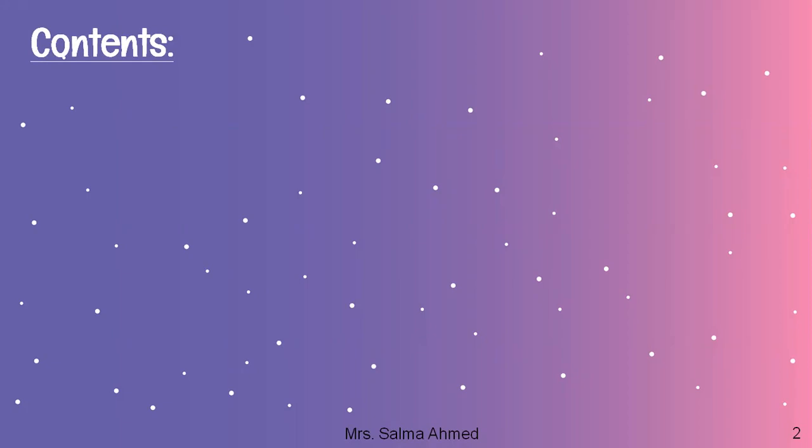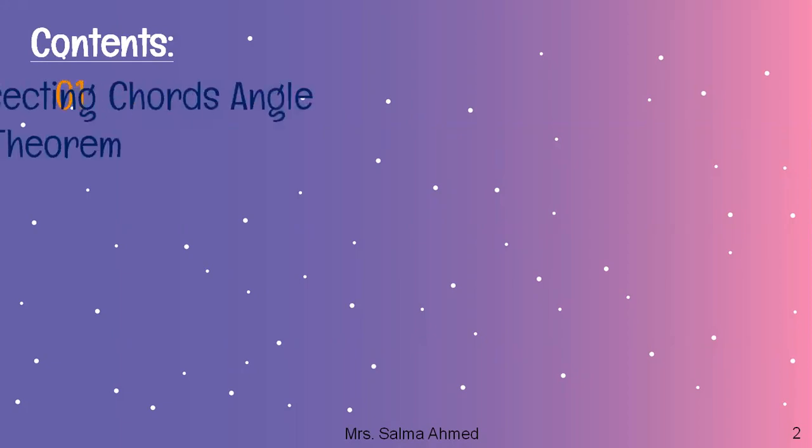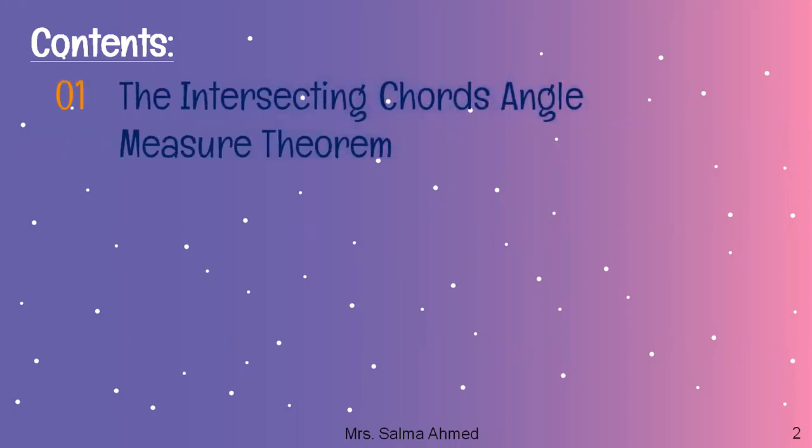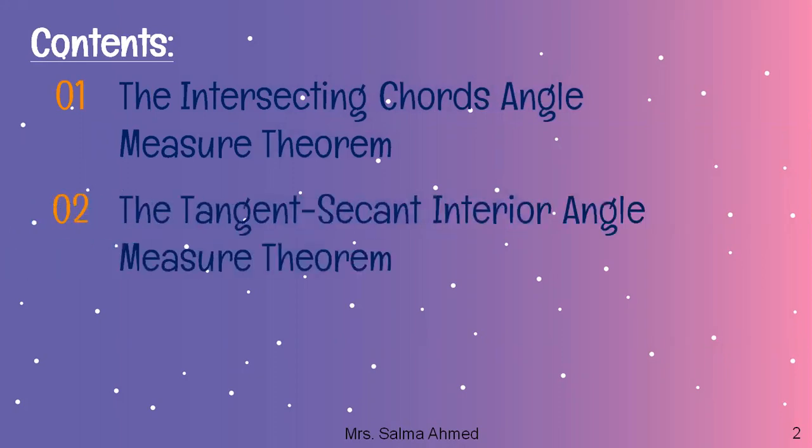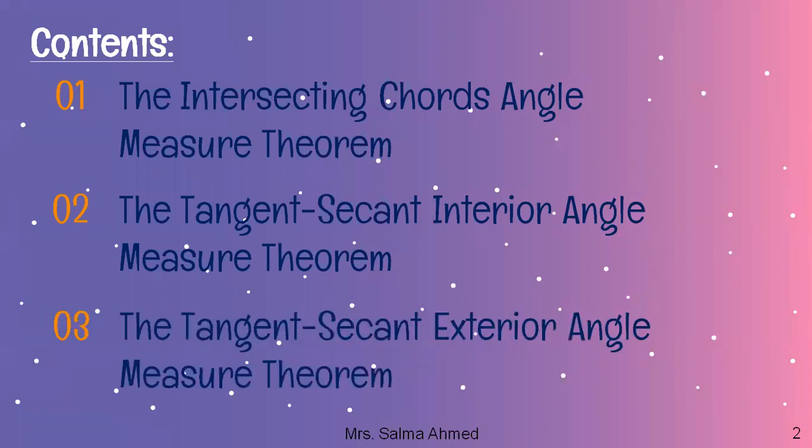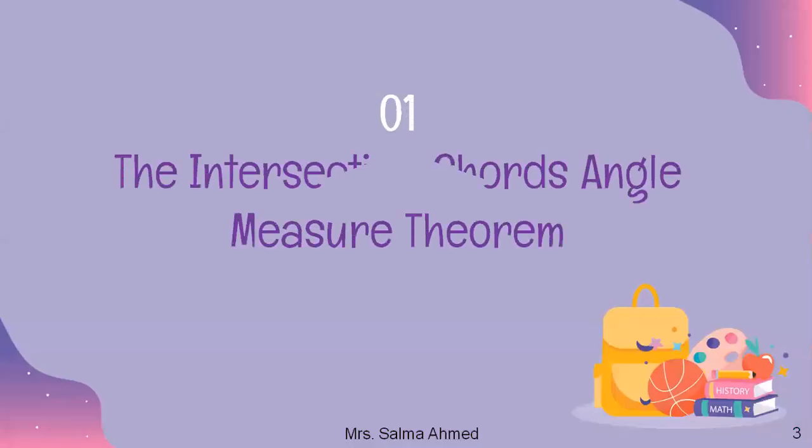We are going to have three theorems. Number one, the intersecting chords angle measure theorem. Number two, the tangent secant interior angle measure theorem. Number three, the tangent secant exterior angle measure theorem. Let's have the first theorem, the intersecting chords angle measure theorem.